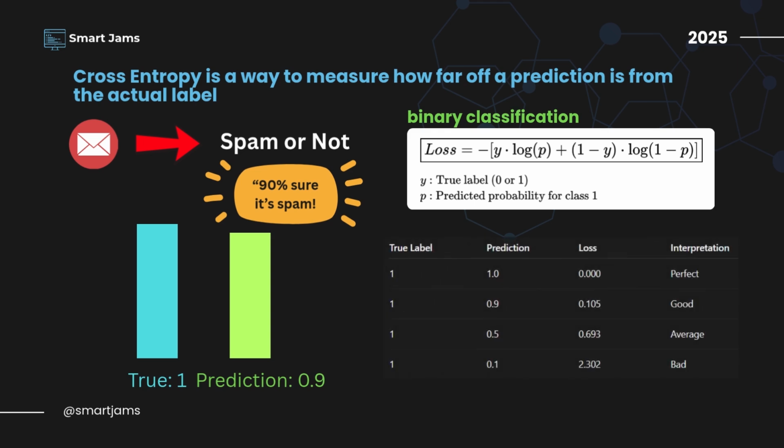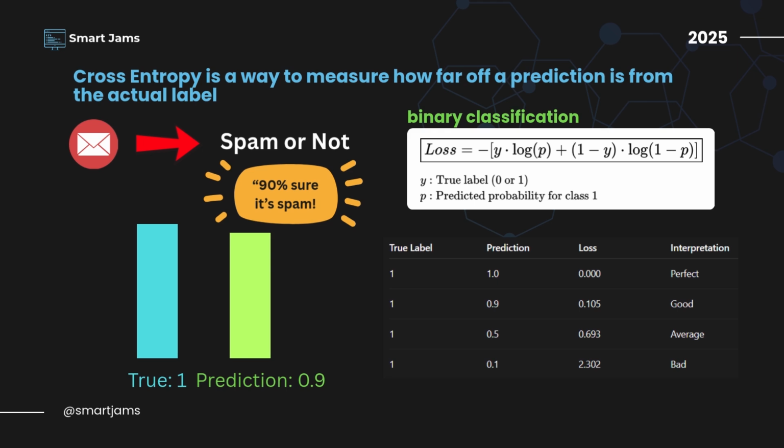Let's take a closer look at how cross entropy loss behaves for different predicted probabilities when the true label is 1. This table illustrates 4 scenarios. In the first row, the model predicts a probability of 1.0 for class 1, which exactly matches the true label. The loss is 0.000, meaning it's a perfect prediction. Next, when the model predicts 0.9, it's still very confident and close to correct. The loss slightly increases to 0.105, which is still considered a good prediction.